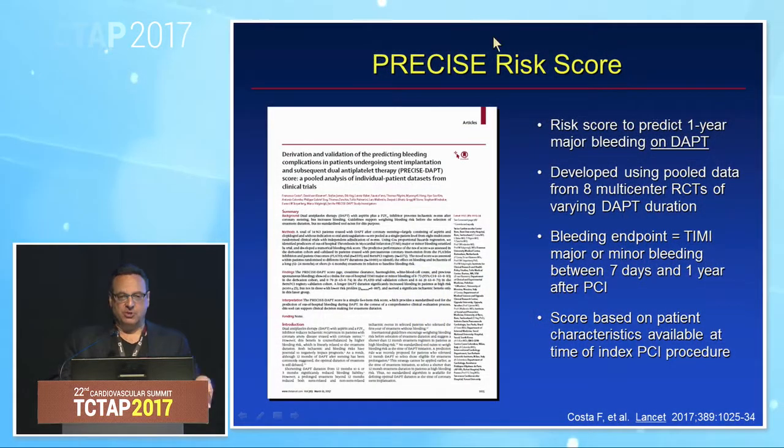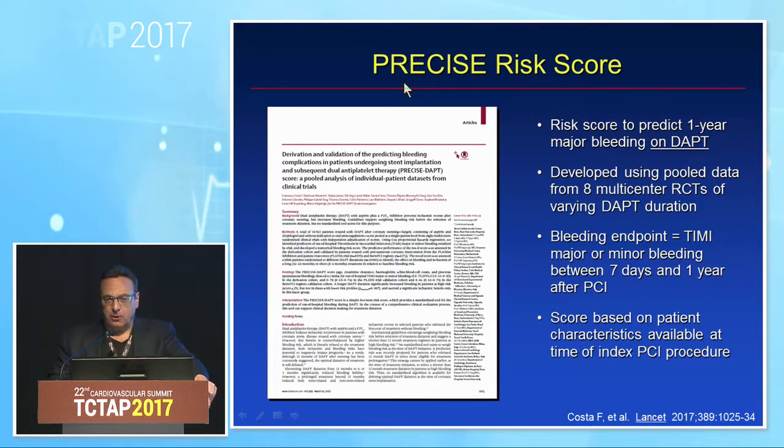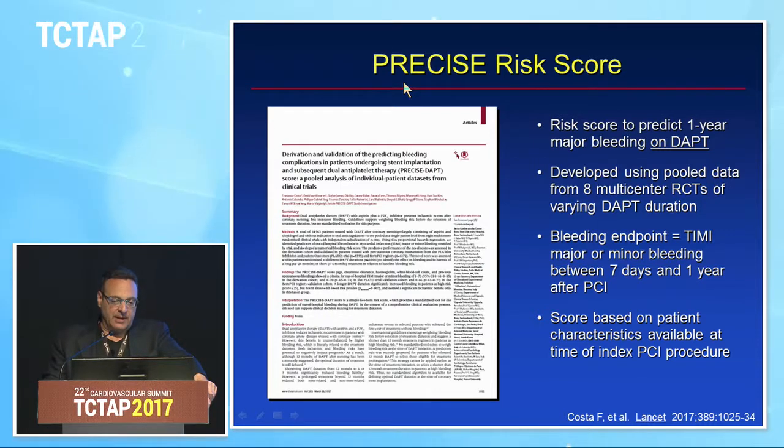Well, that's where this risk score, which was really just published last month in The Lancet, comes into play. And it's really a very elegant risk score. I urge you to take a look at this paper, take a look at the website. Again, it's pretty easy to do if you use the website. But this is a score that was developed by Marco Valgimigli and his group. They pooled data from 8 multi-center randomized trials of varying DAPT duration.